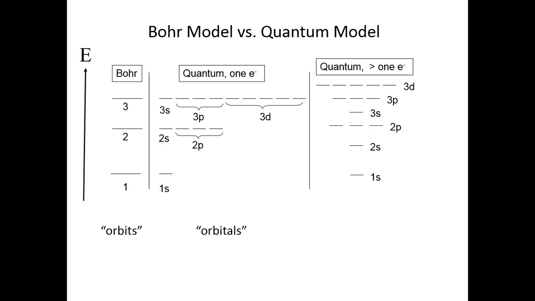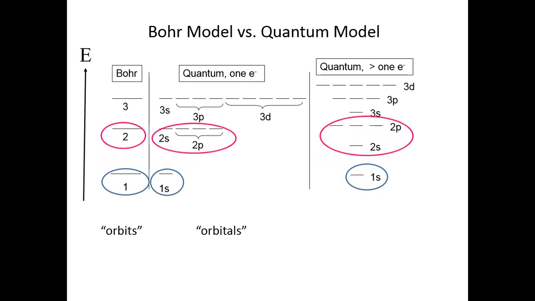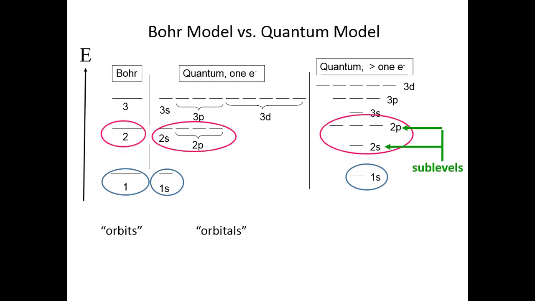Finally, a word about terminology. In both models, we talk about levels. For example, the n equal 1 level. But in the quantum model with more than one electron, levels can split into sublevels. The n equal 2 level splits into the 2s and 2p sublevels. Likewise, the n equal 3 level splits into 3 sublevels.